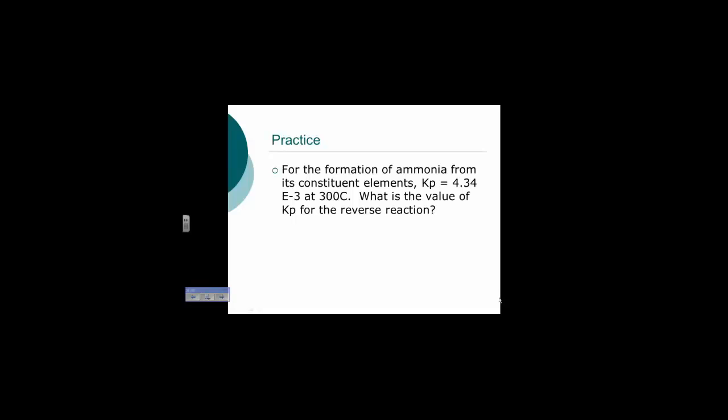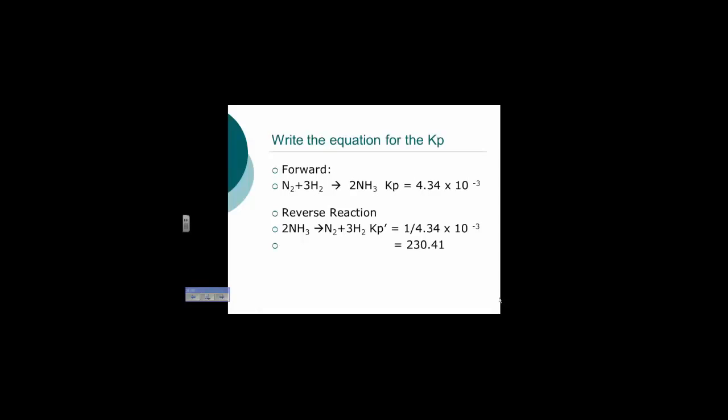Well, step one, as any good chemist does, we write a balanced equation. On your paper, write with me the forward reaction, and we'll put at the end of that chemical sentence the value for Kp. The constituent elements of ammonia are molecular nitrogen and molecular hydrogen, and we see the stoichiometric ratio of 1 to 3 to 2. The Kp for this equation, the forward direction, provided for us is 4.34 times 10 to the negative third.